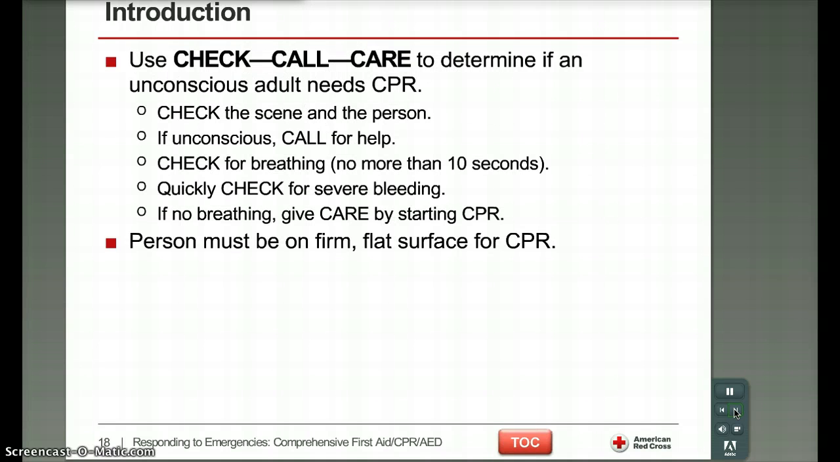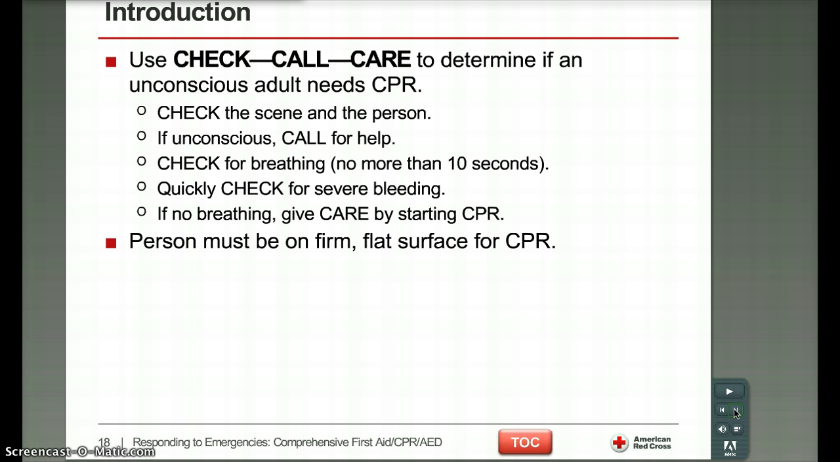What we want to do is use check, call, care. So with check, we want to check, is the scene safe? If the scene is unsafe, if there's any dangers, then we might want to stay out of that scene because we ourselves don't want to become a victim. But we want to check how many victims are there, is the scene safe, is there actually an emergency going on, etc. We then want to call. Call means we're going to call 911 or the local emergency number because we want to get advanced medical care there as quickly as possible. And then care. What care once again means is we want to provide whatever level of care that we feel comfortable providing. And the care that you would hopefully be comfortable providing would be that of performing CPR and possibly using an AED as well.